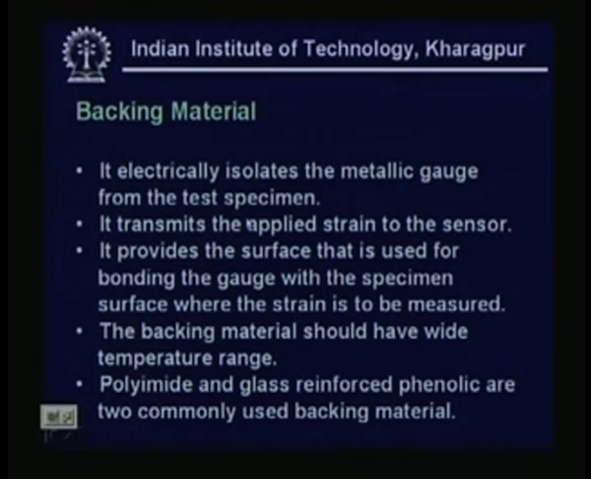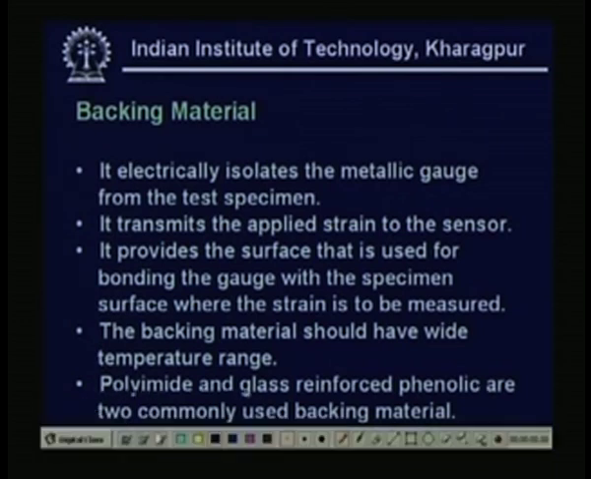First of all, its property is to electrically isolate the metallic gauge from the test specimen. Then it transmits the applied strain to the sensor. It provides the surface that is used for bonding the gauge with the specimen surface where the strain is to be measured. The backing material should have a wide temperature range. Polyimide and glass-reinforced phenolic are two commonly used backing materials. These are the most commonly used backing materials. You see, these are polyimide.